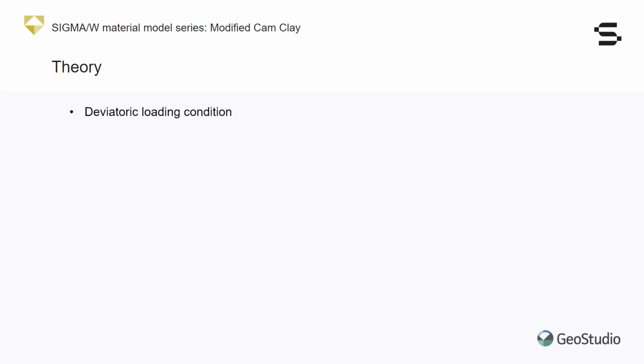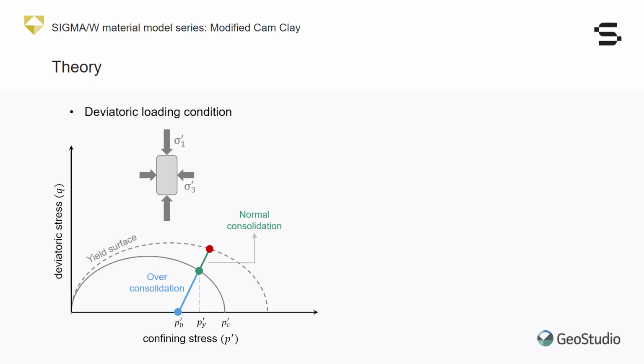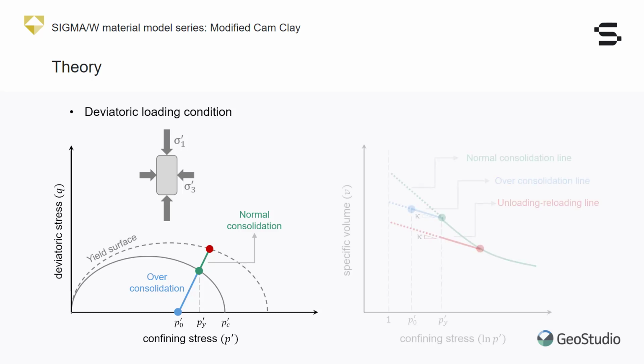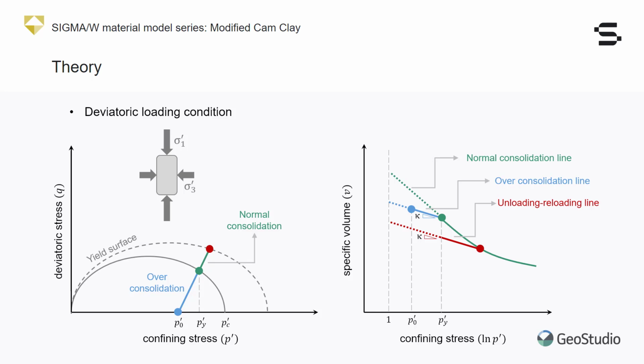In a deviatoric loading condition, where the vertical principal stress is different than the horizontal one, the stress path reaches the elliptical yield surface at a point away from the horizontal axis. This means that the plastic strain increment vector contains deviatoric components as well. In V versus ln p' space, the overconsolidation and unloading-reloading phases are still aligned with a slope of kappa. However, the normal consolidation phase is not necessarily a straight line for a general anisotropic loading condition.